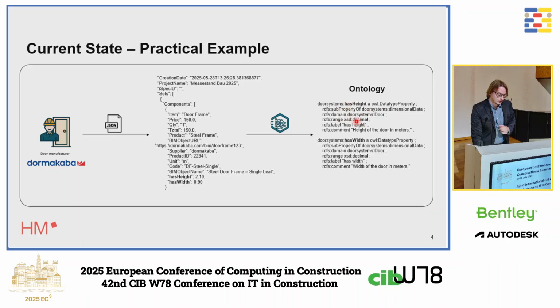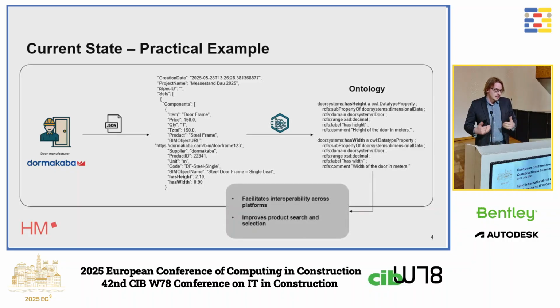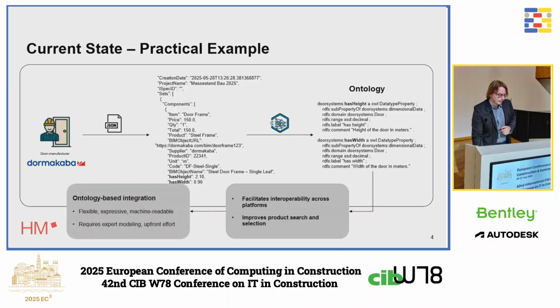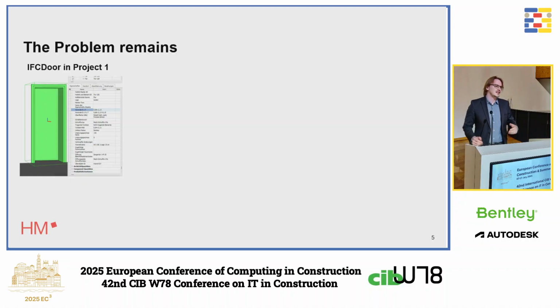So on the ontology we have the definition again of has height and has width. They did this because they wanted to facilitate interoperability across platforms and improve product search and selection. The pro side of that is that it was very flexible, expressive, and machine readable, but the con side was that it requires expert modeling and a lot of upfront effort. And if we look at the industry in practice, we find that one major problem still remains. Here we find different IFC doors delivered by different architects in different projects.